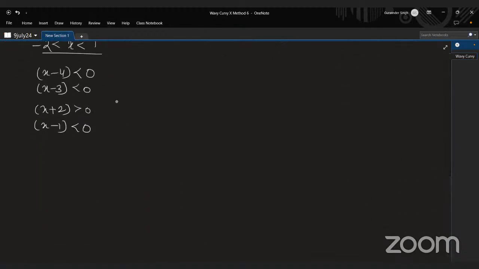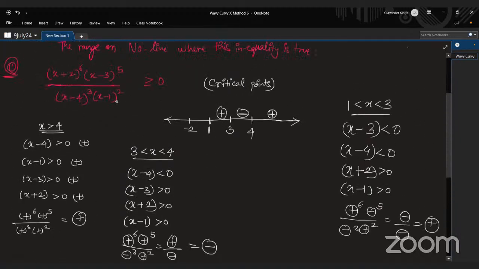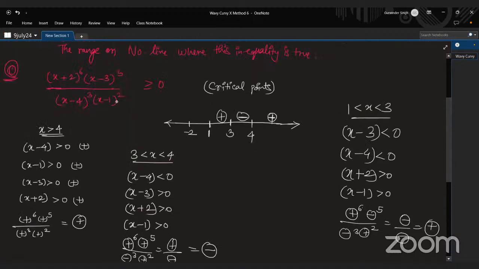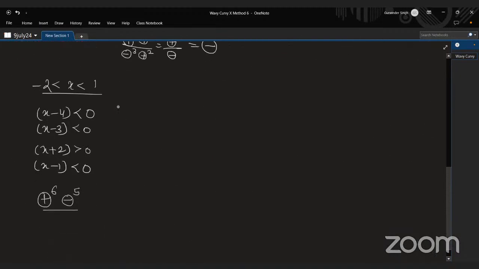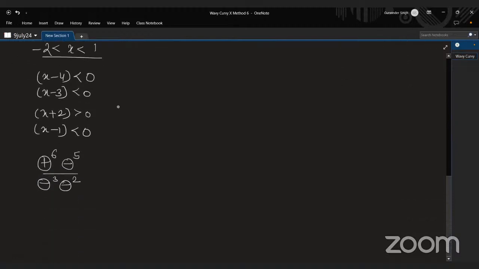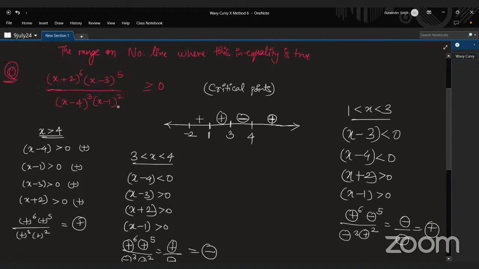x plus 2 to the power 6, so positive to the power 6. x minus 3 to the power 5, so negative to the power 5, divided by x minus 4 cubed, so negative cubed, and x minus 1 squared, so negative squared. So what is it basically? It is positive. You can see here in the denominator we have negative to the power 5, and here we have negative to the power 5. When divided, they will result in positive. So this area will also be positive.